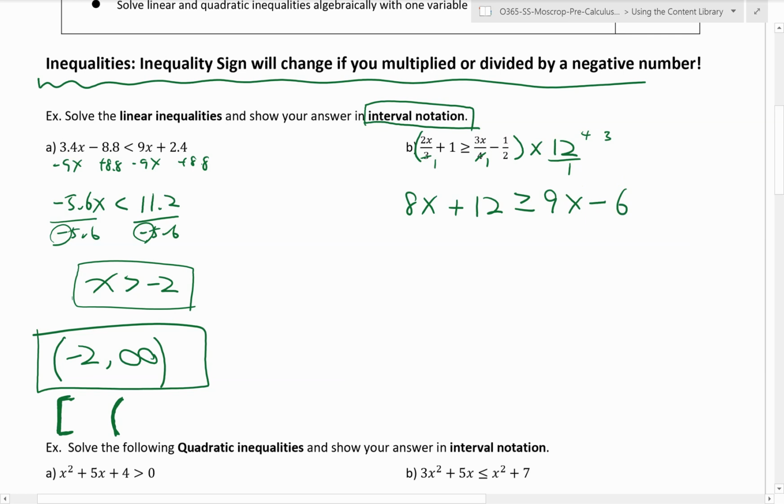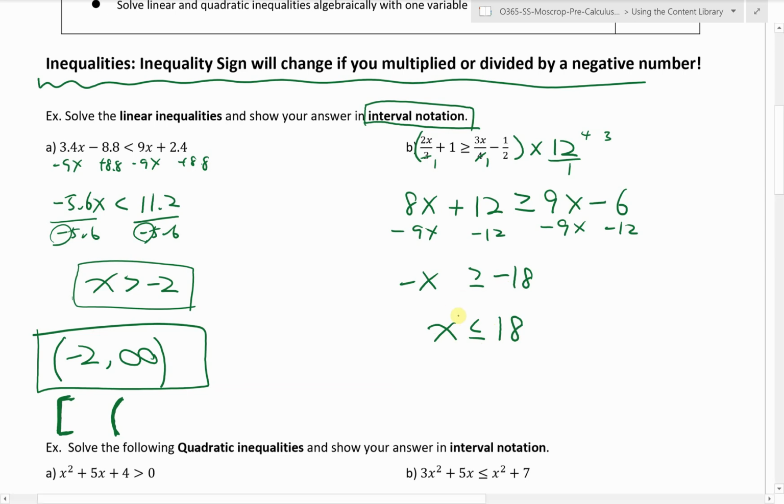Now we can solve this inequality. I'm going to move all the x's to the left. So minus 9x, I have negative x. That's positive 12, so minus 12, bigger than or equal to negative 18. Now we need to divide by negative 1. Again, we're dividing by negative 1, so we need to flip the sign. x is less than, sorry, x is less than or equal to positive 18.